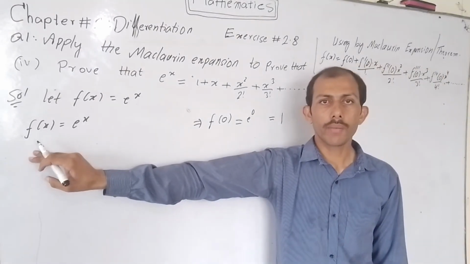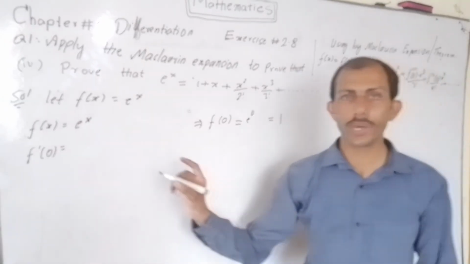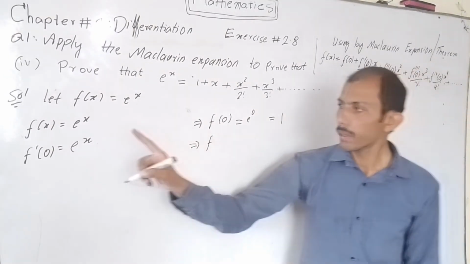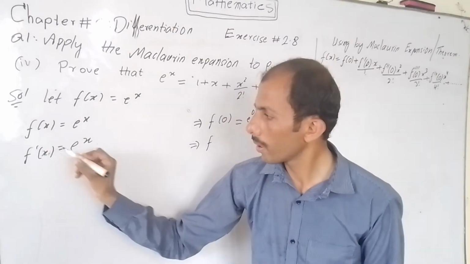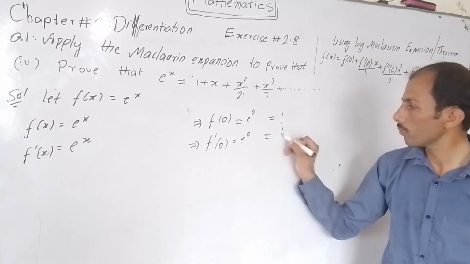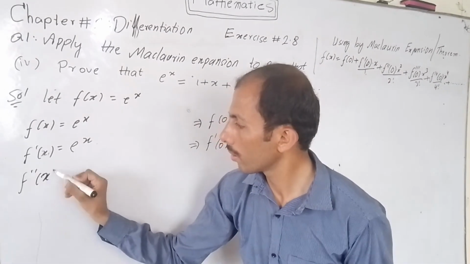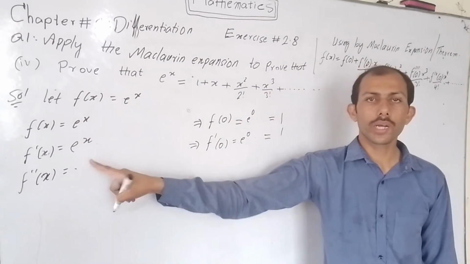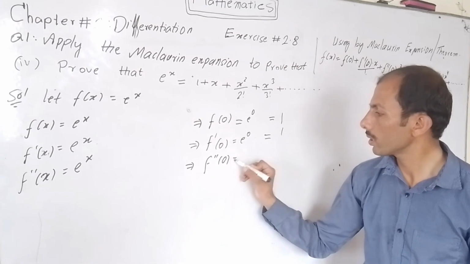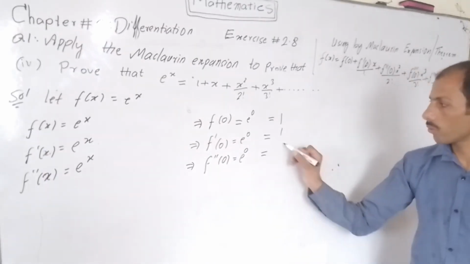First order derivative, f prime of 0. The derivative of e power x is equal to e power x, which implies that, at x approaches 0, f prime of 0 is equal to e power 0, which is equal to 1. Second order derivative, f double prime of x is equal to the derivative of e power x with respect to x, which is e power x. This implies that f double prime of 0 is equal to e power 0 at x equal to 0, and e power 0 will be equal to 1.